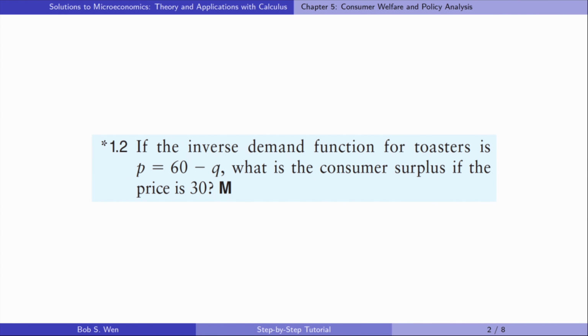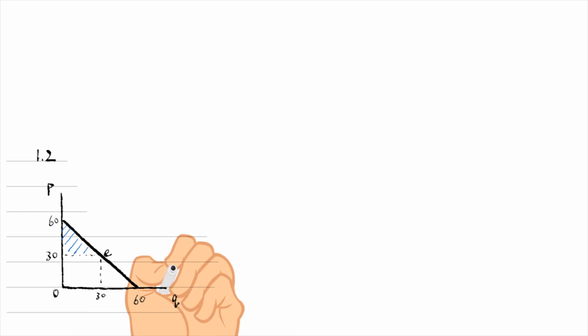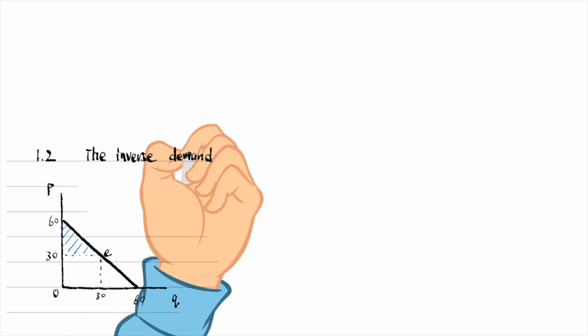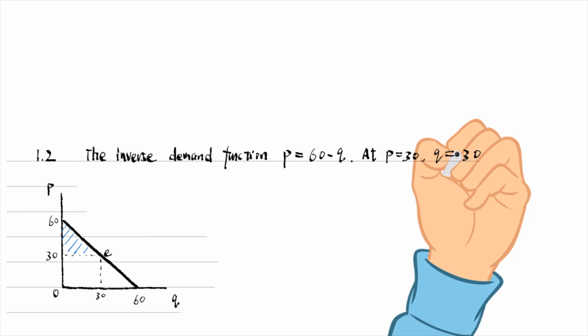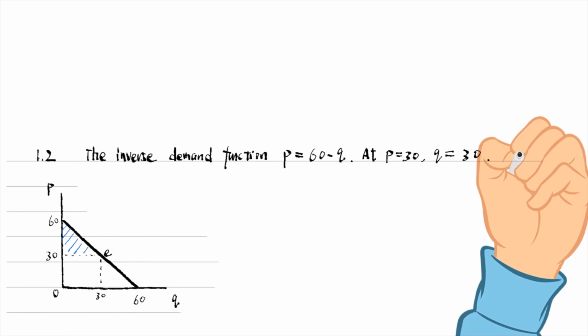Here's exercise 1.2. If the inverse demand function for toasters is P equals 60 minus Q, what is the consumer surplus if the price is 30? From the inverse demand function, we can calculate the quantity demanded at the price of 30. It is 30. The consumer surplus is the monetary difference between the maximum amount that the consumer is willing to pay and what the consumer actually pays for the good purchased.